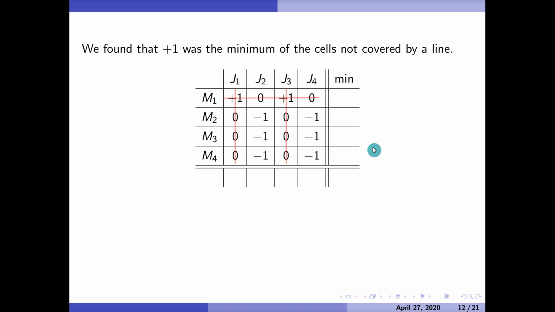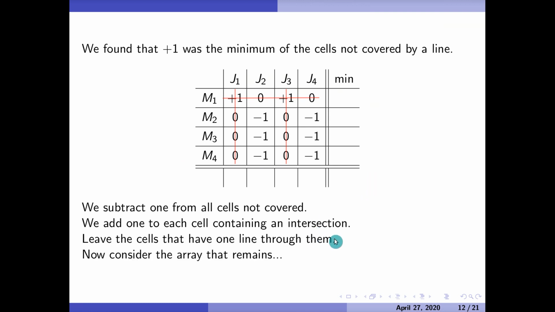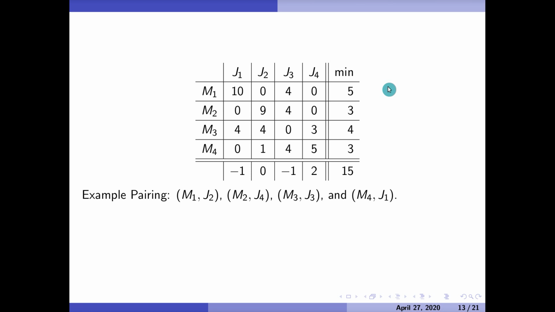So again, we found the minimum and we subtracted that minimum from each of the cells that were open, that didn't have any lines. We add one to the cells that have an intersection, and the ones that just have a single line through them, we don't do anything to. Okay, and so the summary is there in the notes, and now we look at the array that remains, and then we ask ourselves, can we assign the zeros now to our jobs? And the answer is we can.